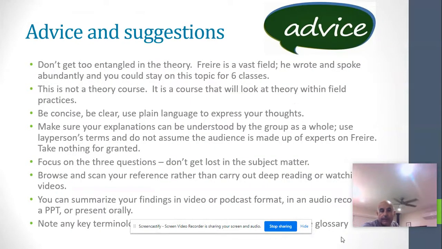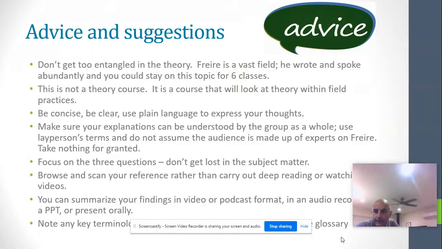Some advice, and I think this is really important: don't get too entangled in the theory. It's a complex theory, and you could really get lost. We only have 6 weeks, so we are going to go in depth but not get lost. We want the depth, but we don't want to get lost in too much jargon, details and conceptual considerations. We're trying to make this a very applied course where we look at a critical pedagogy, which is a theory, but in an applied context. What does it look like in the classroom? So always try to come back down to that.